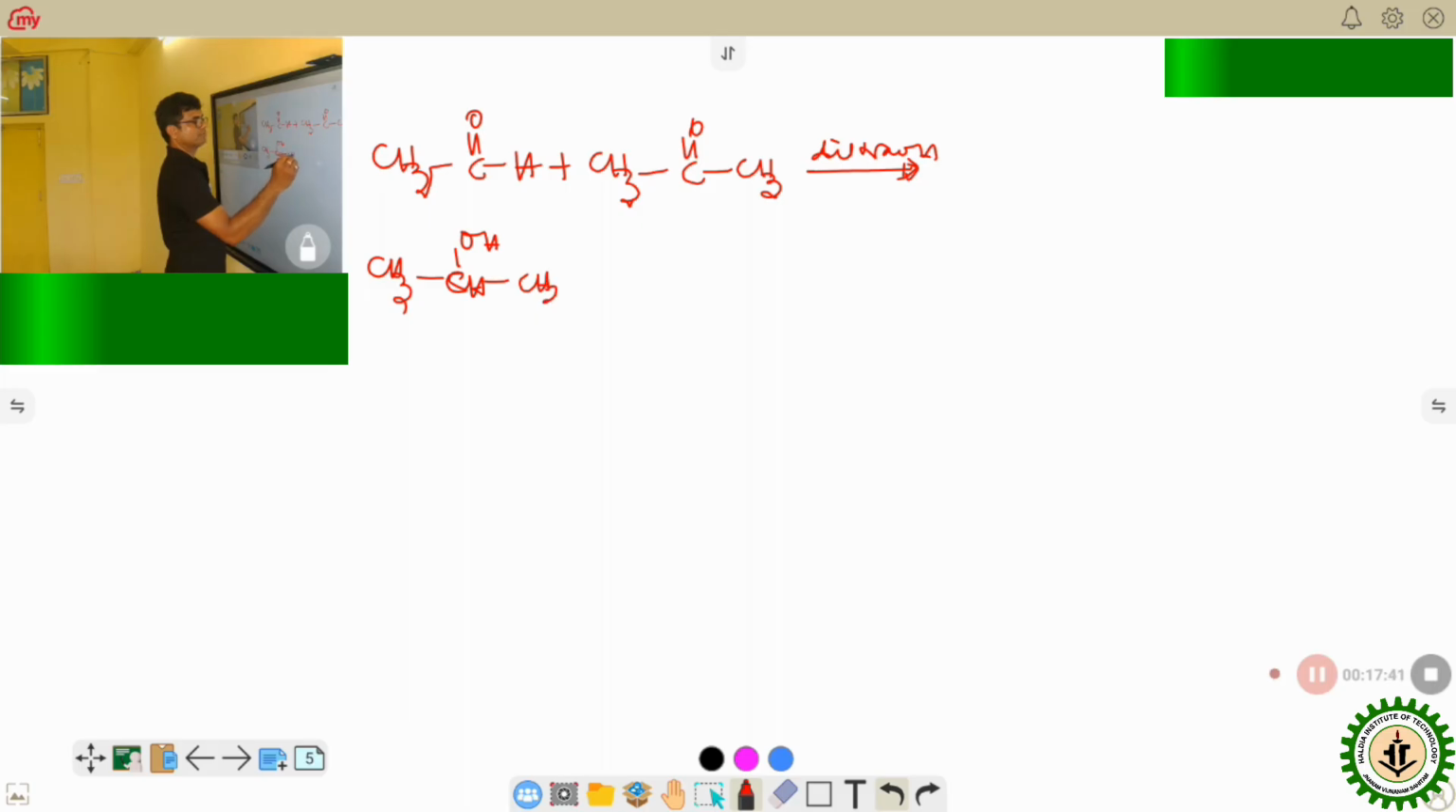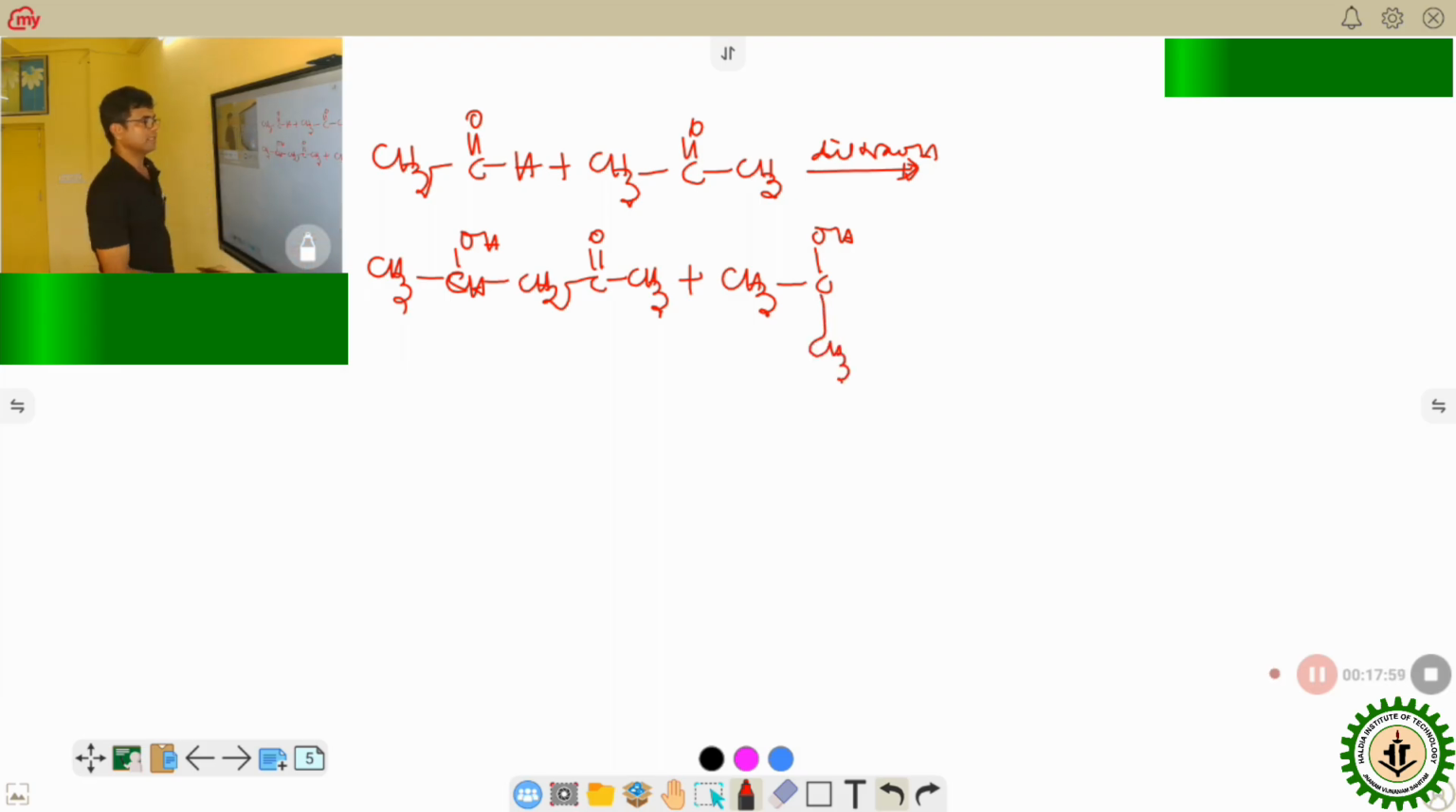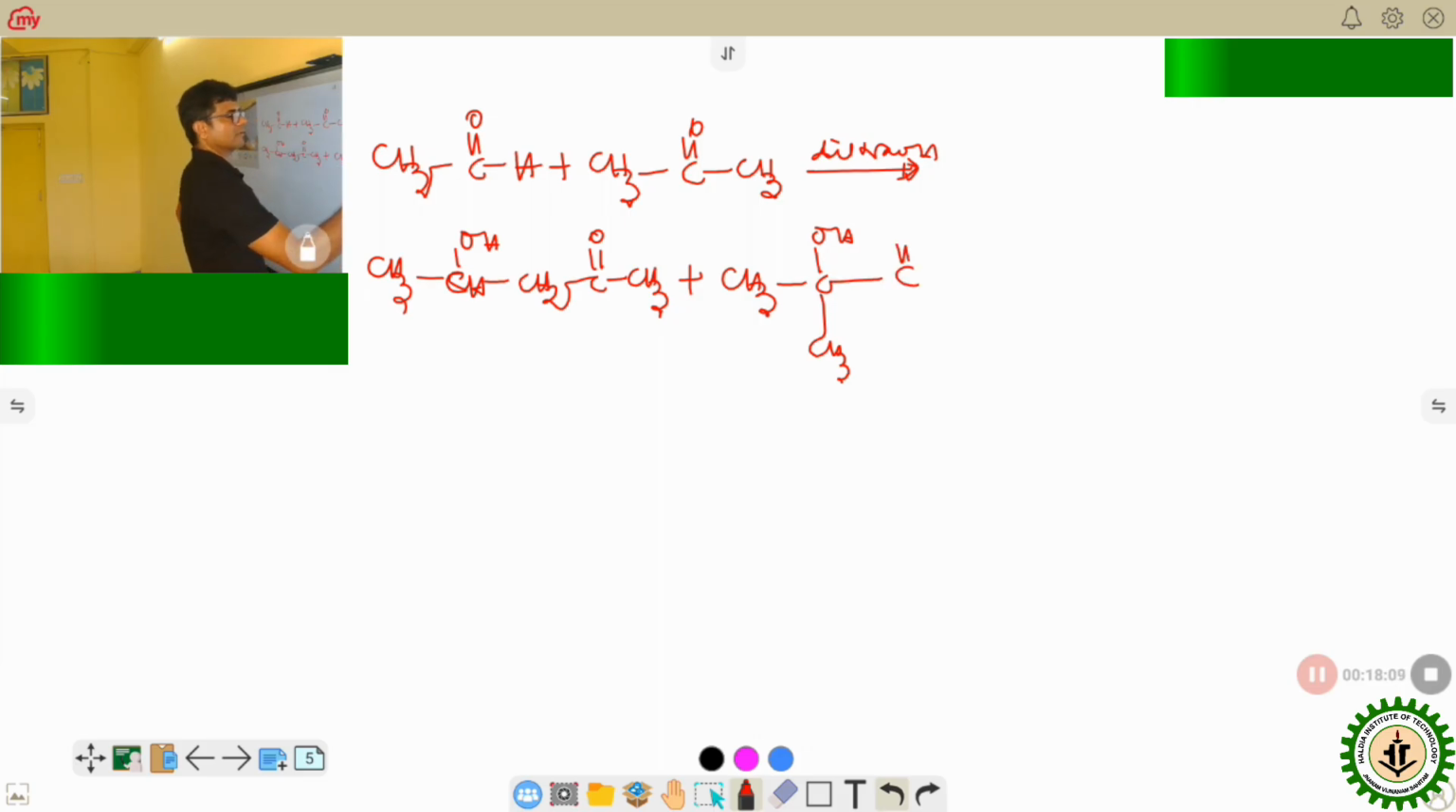CH2, COCH3 plus... In a similar fashion, the alpha hydrogen will be abstracted by the base and that acts as a nucleophile, and that nucleophile attacks another molecule of aldehyde or ketone, whatever substrate you have taken. So it will form the corresponding product.